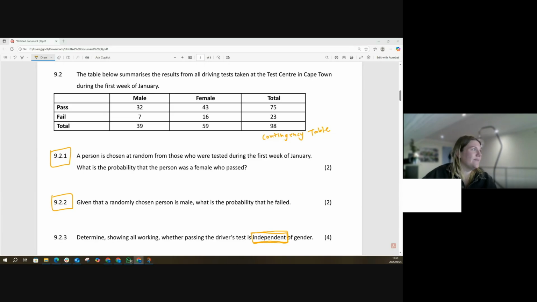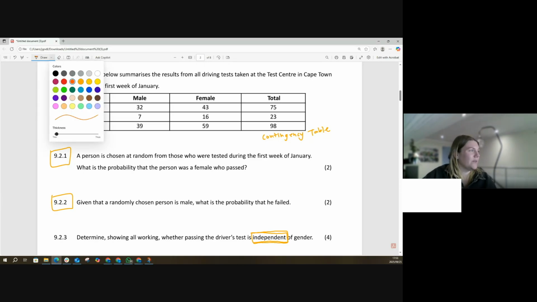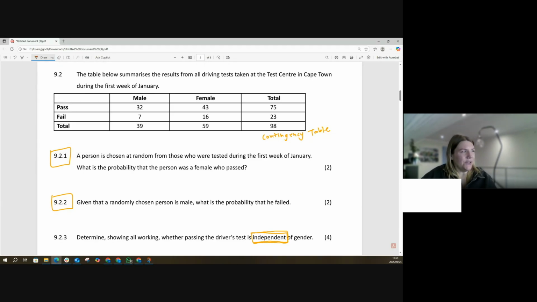Okay, let's have a look. Question 1. A person chosen at random from those who were tested during the first week of January, what is the probability that that person was a female who passed?